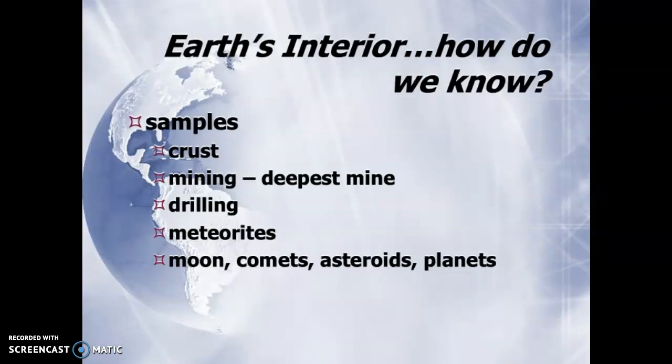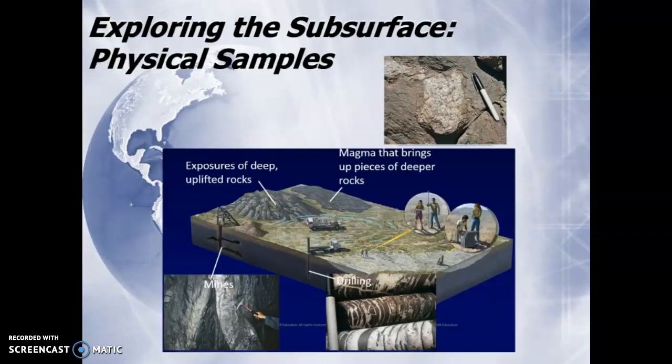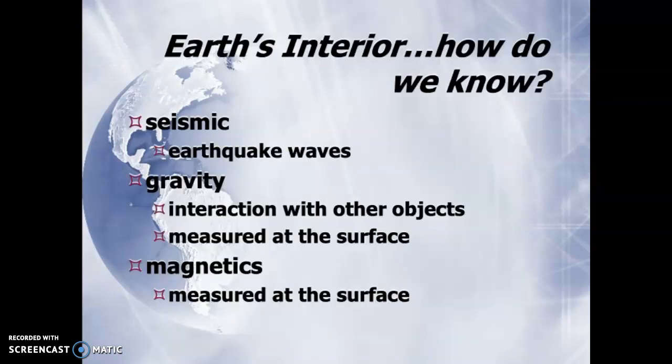In addition to that, we can find out what the Earth and the solar system are made of by looking at meteorites, the moon, comets, asteroids, other planets. So all of those things give us information about what the Earth is made of.